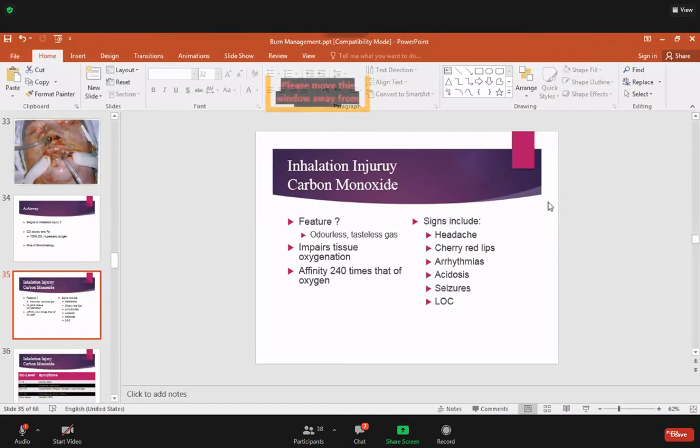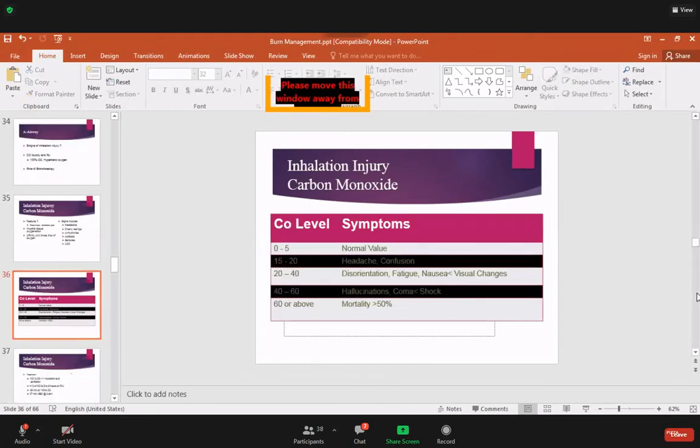And the symptoms can be headache, cherry red lips, arrhythmias, acidosis, seizures, loss of consciousness. And what is the criteria for saying that a patient has severe symptoms needing hyperbaric oxygen therapy, or minor symptoms? It depends on the level of the carbon monoxide.